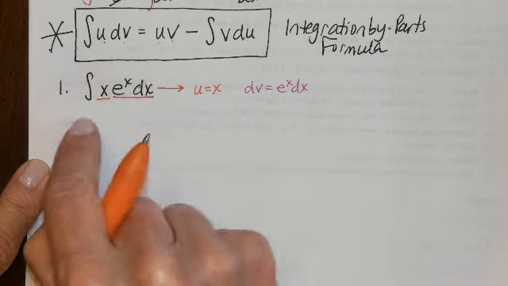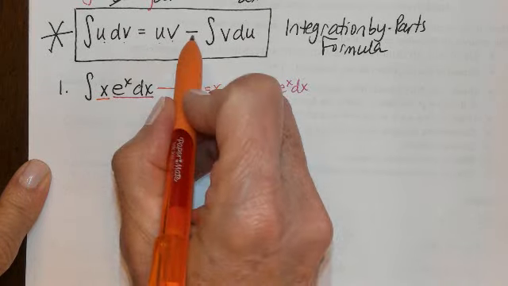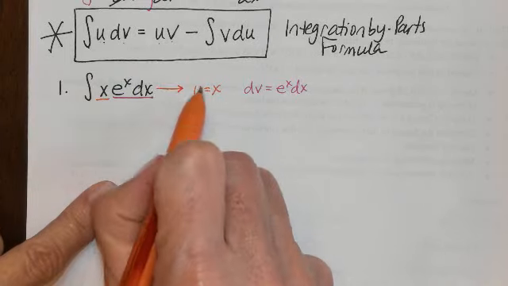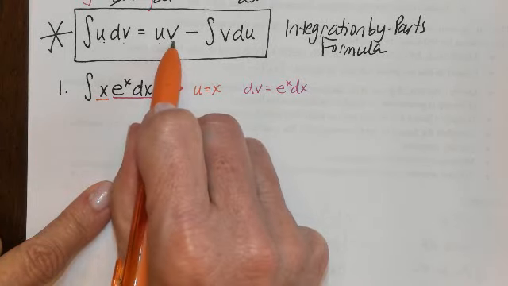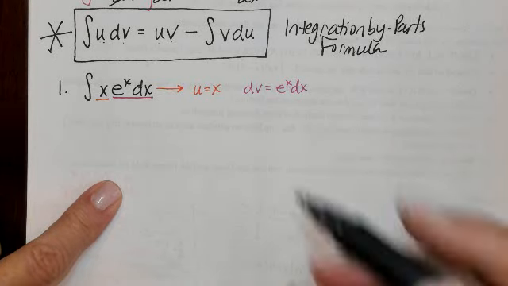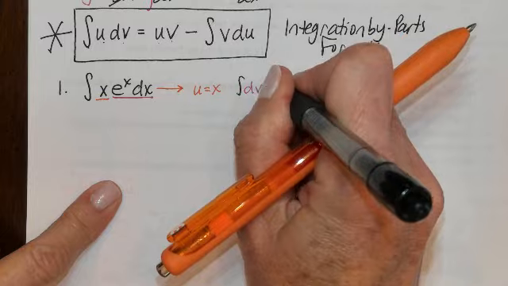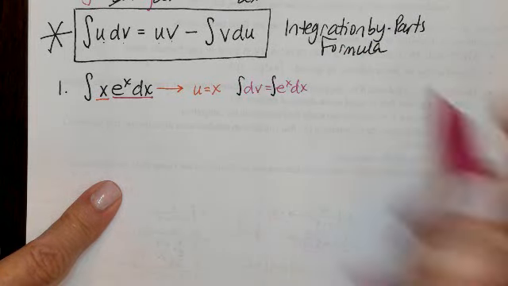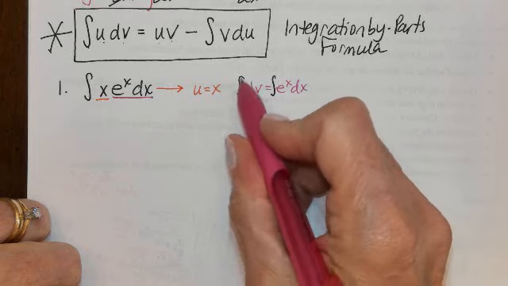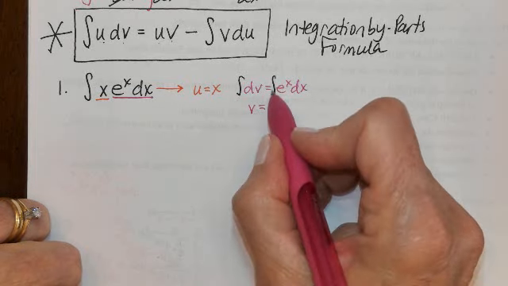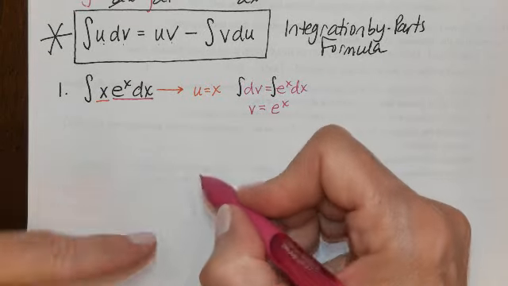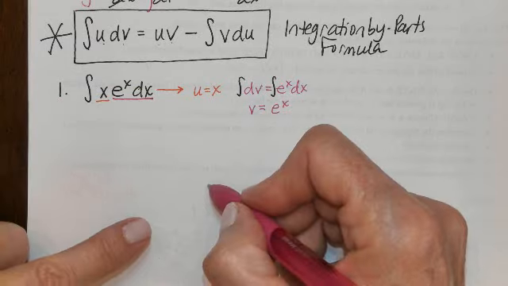Well, this is now equal to uv minus the integral of v du. So I need to know what u is. Do I know what u is? Yes, I do. I need to know what v is. Do I know what v is? No, I do not. How can I find out? Well, I can just integrate both sides of this, and I can get what v is equal to, because the integral of dv is v. So the integral of e to the x dx is e to the x. Yes, there would be a plus c. I'm just going to put the plus c on my final answer.